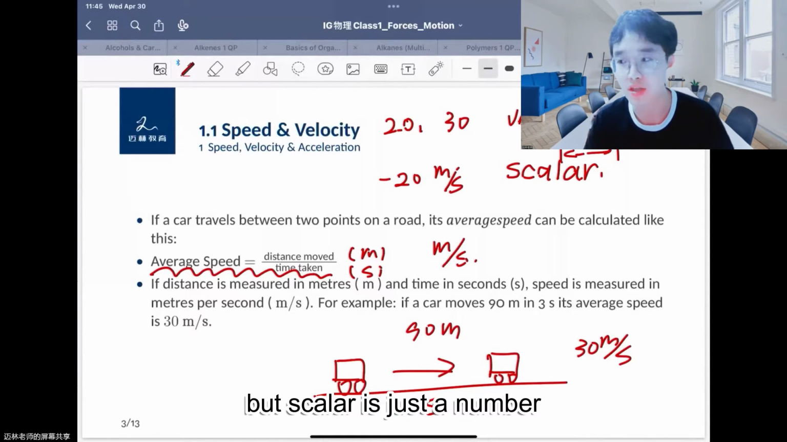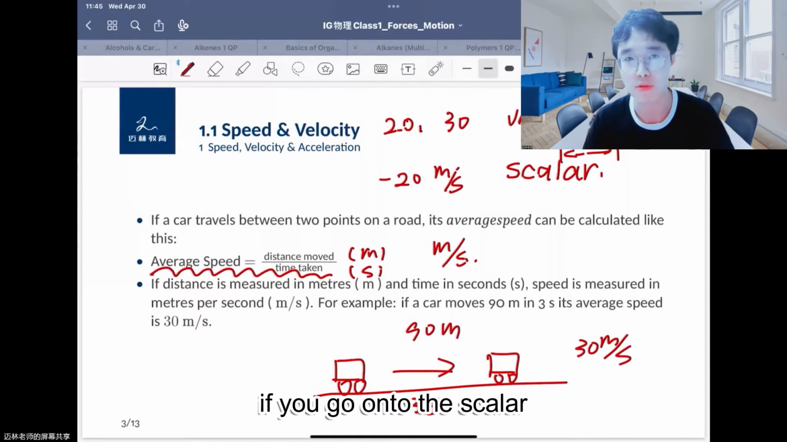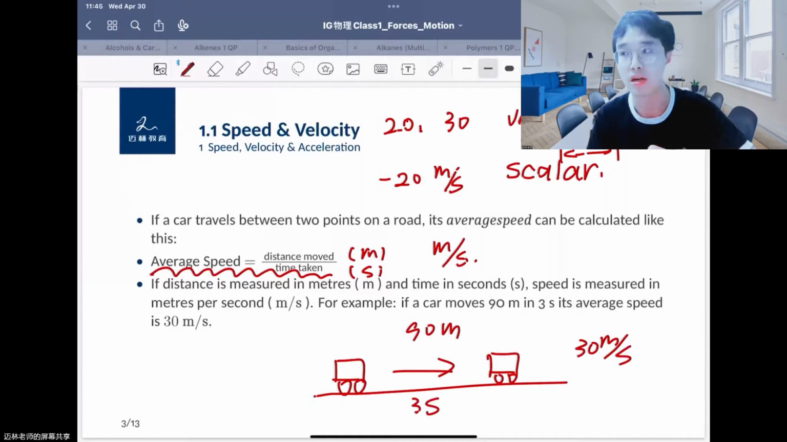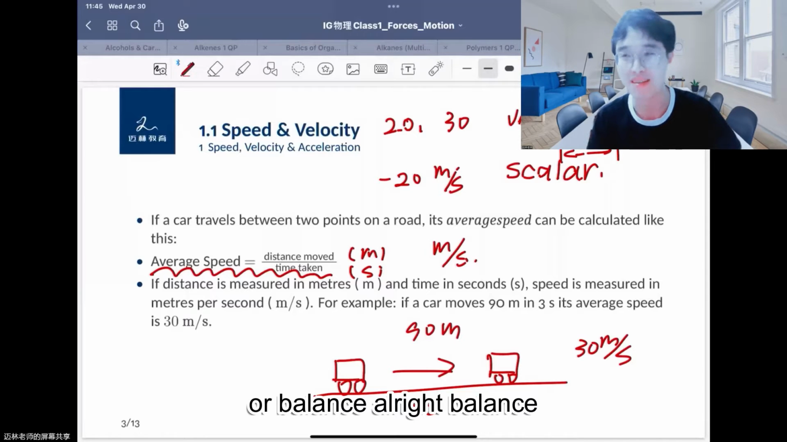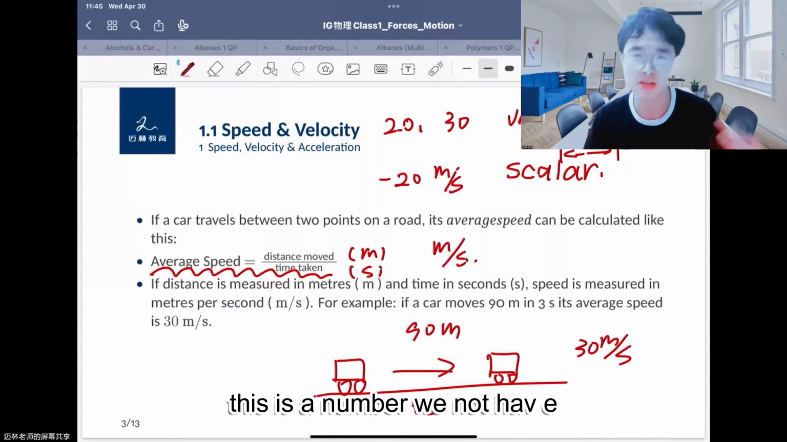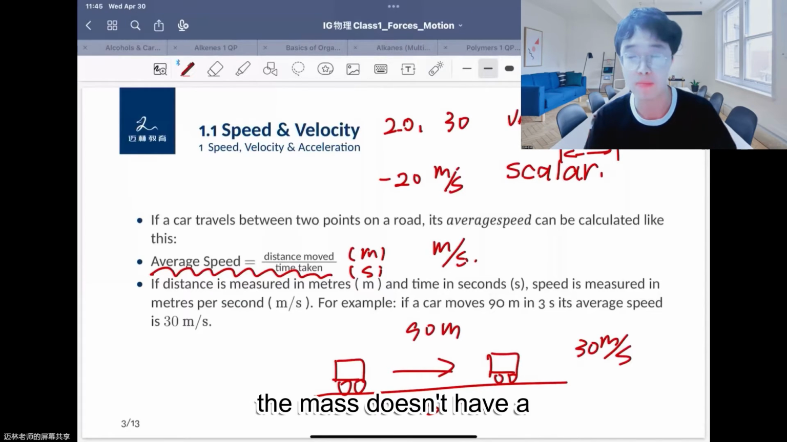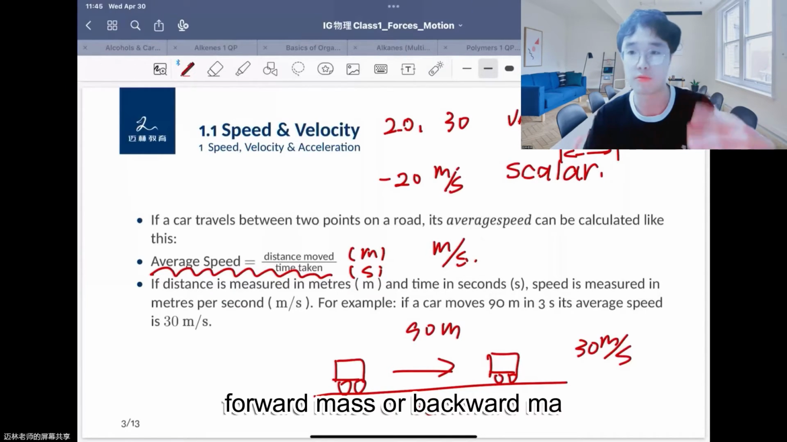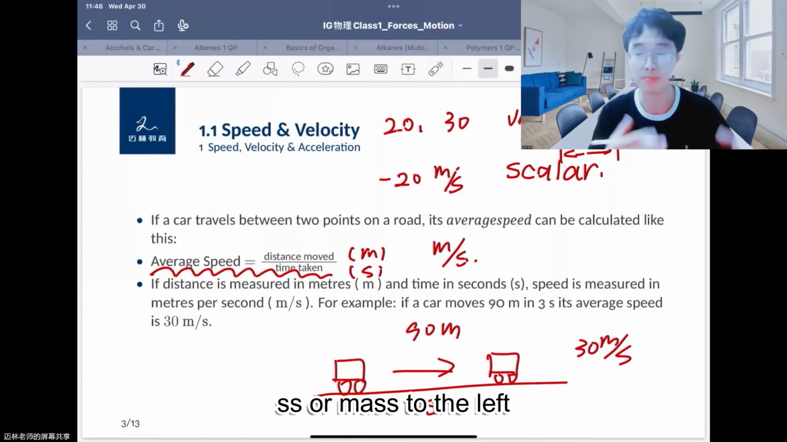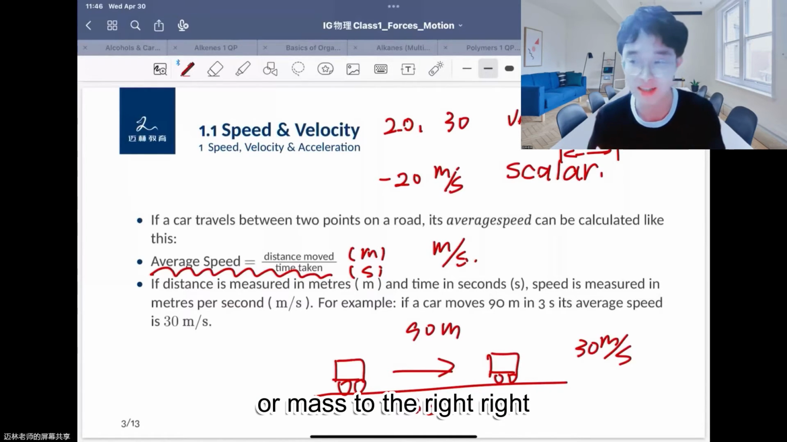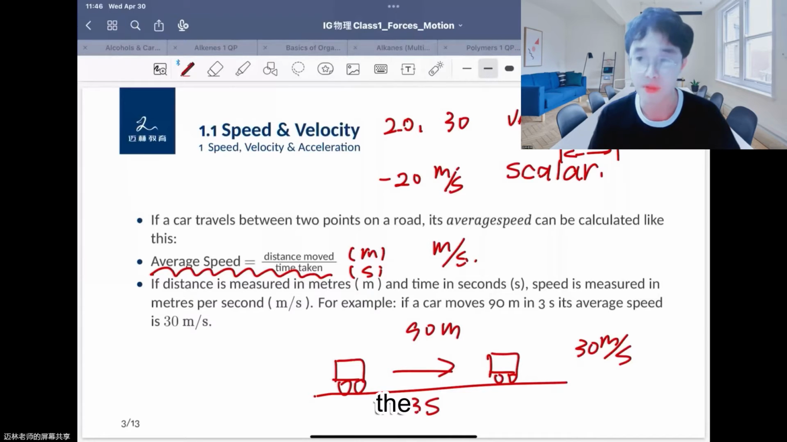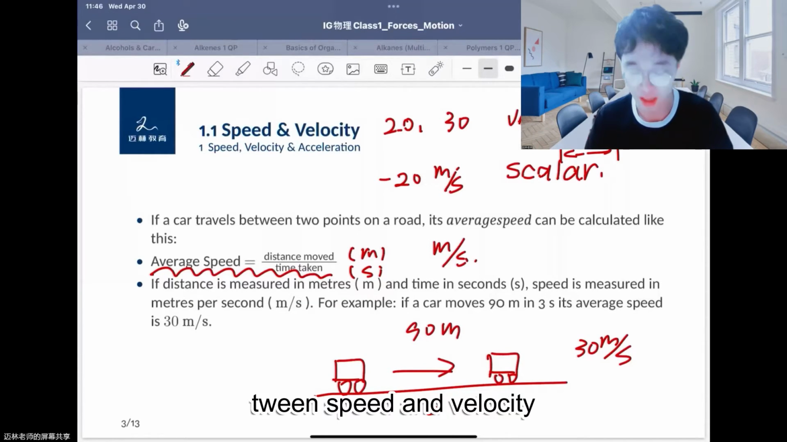But a scalar is just a number, just like if you go onto a balance, you can easily measure the mass. This is a number. The mass doesn't have a forward mass or backward mass or mass to the left or mass to the right, right? But velocity has a velocity to the left and a velocity to the right. So here's the difference between speed and velocity.